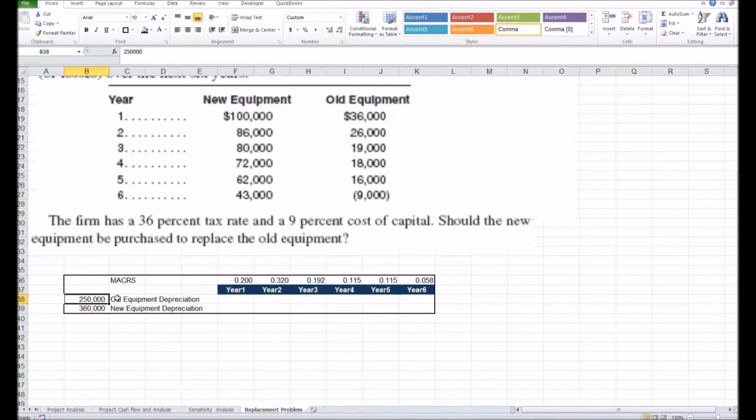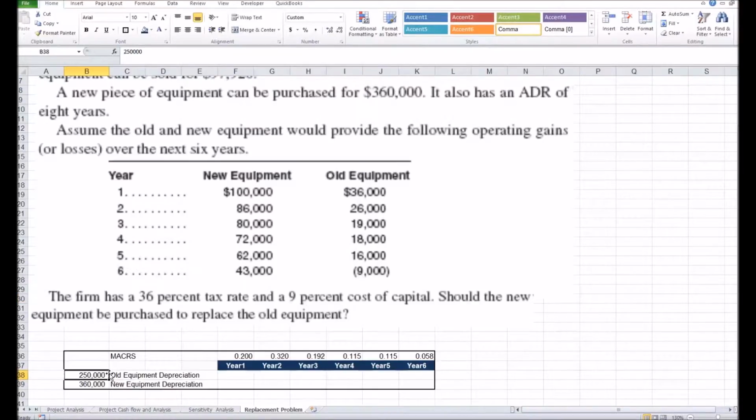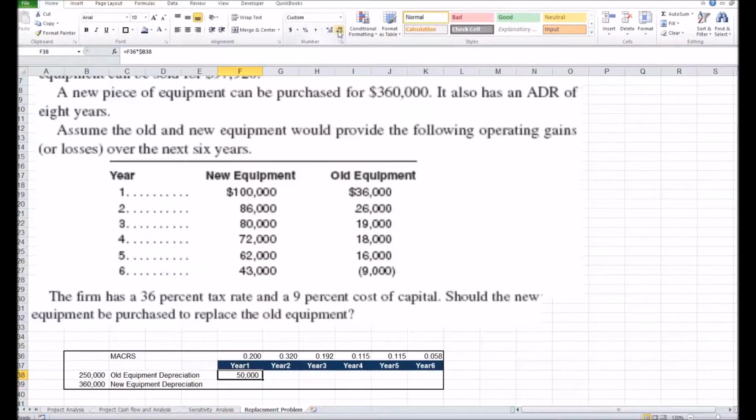First of all, our old equipment we purchased 3 years ago for $250,000. And in the first year of its life, its depreciation would have been 0.2 times the amount that we paid for it, and I want to lock that cell in, so I'm going to lock in column B. I don't necessarily want to lock in the row this time. You can see that our first year we're allowed $50,000 in depreciation. If I copy that across, I get the depreciation for each of the years. In fact, if I add all of them up, it needs to total $250,000, and it does.